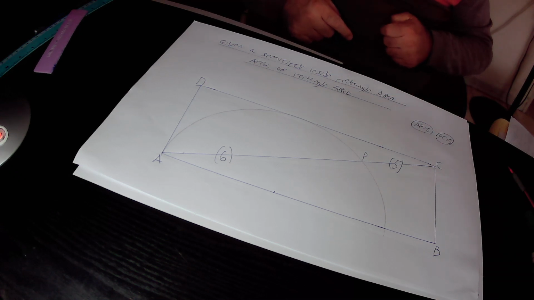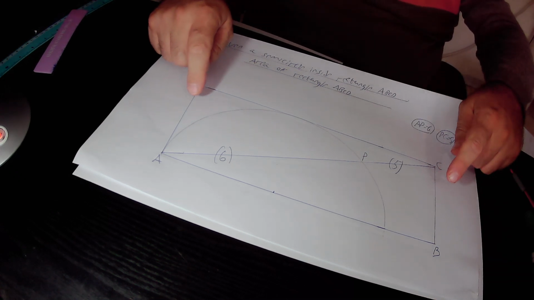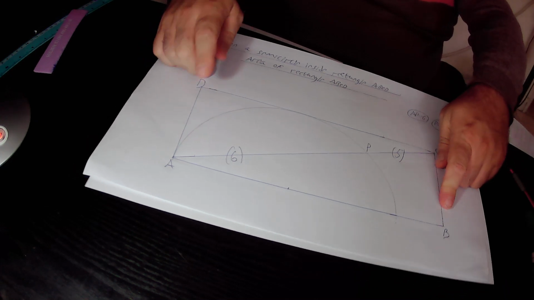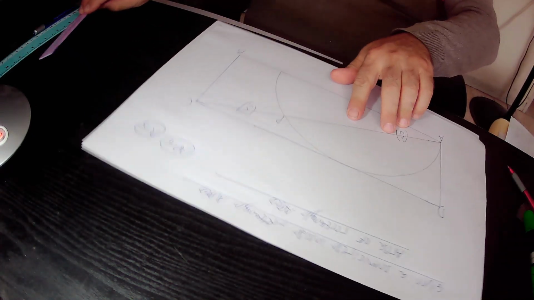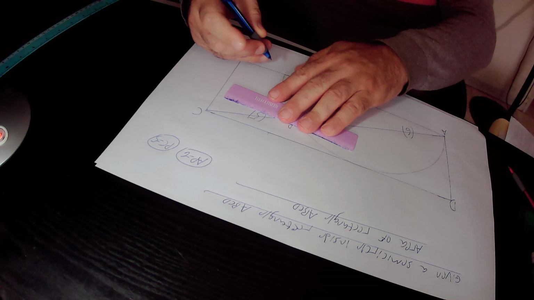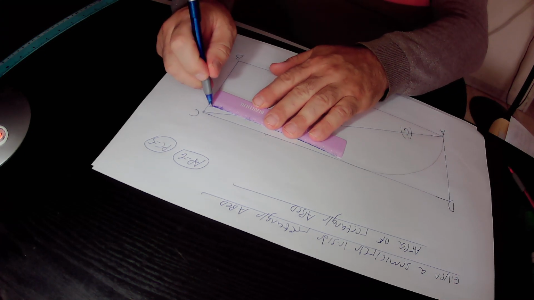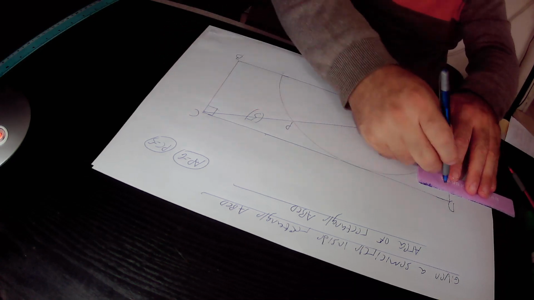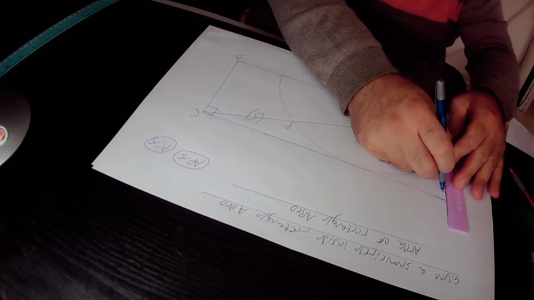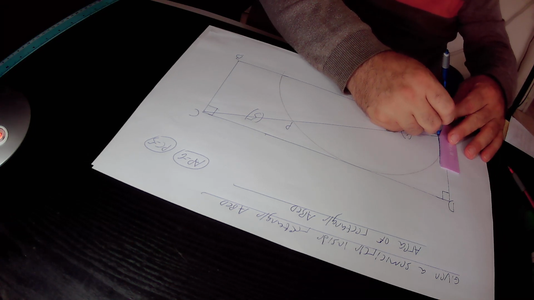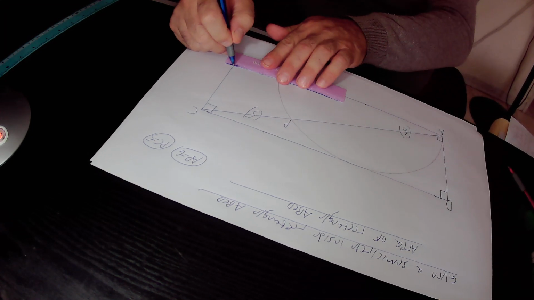So first of all, those four angles inside rectangle ABCD are right angles. So this is a right angle. This is also a right angle. This is a right angle. And this is also a right angle.